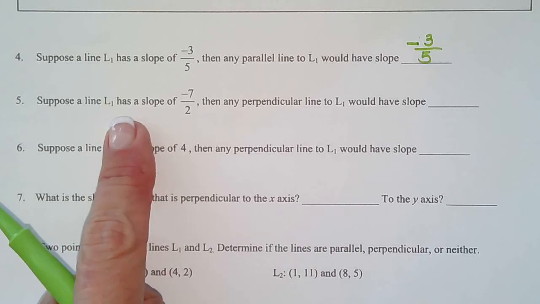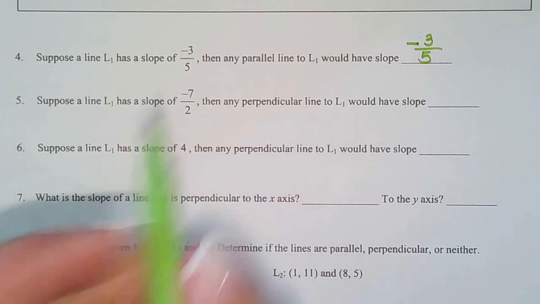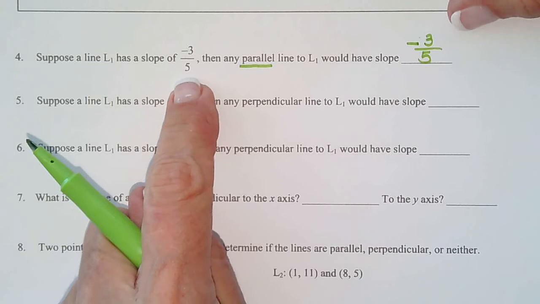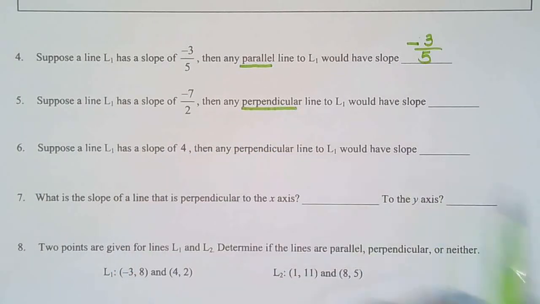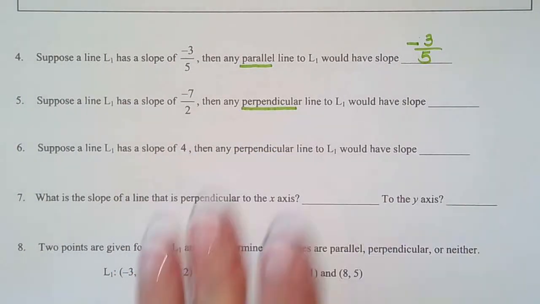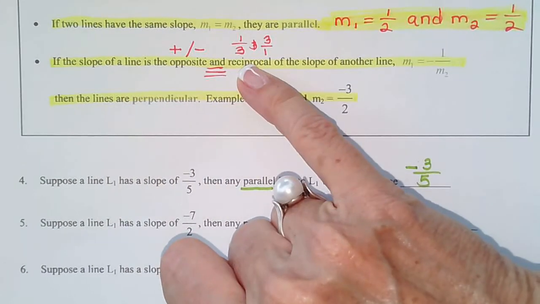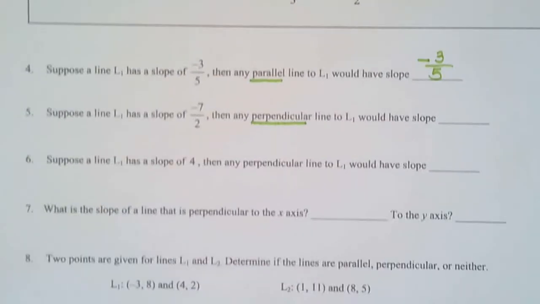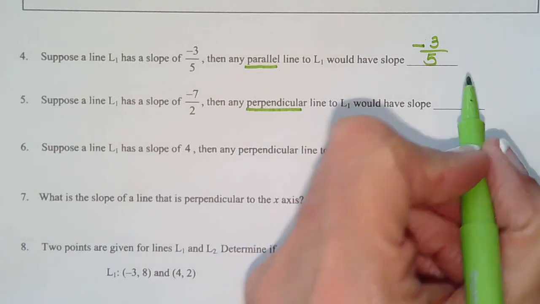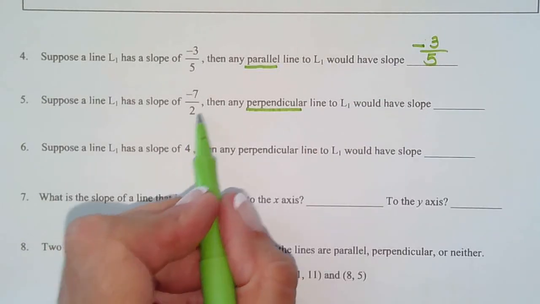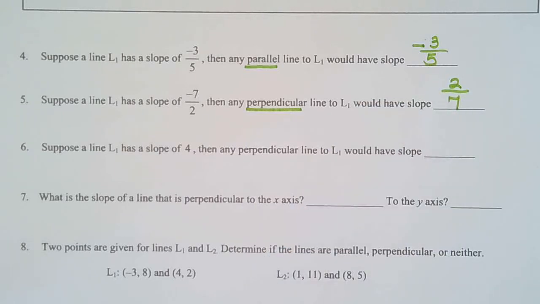So suppose L1 has a slope of -7/2. So this one was parallel. That's why we kept them the same, but this one is perpendicular. So perpendicular, remember, different signs and reciprocals. So this first one's negative. That means the second one must be positive and its reciprocal, so it'd be positive 2/7.